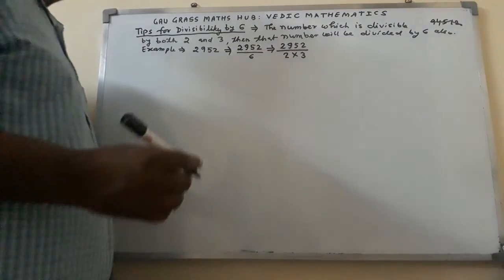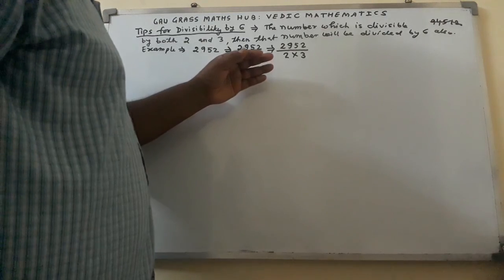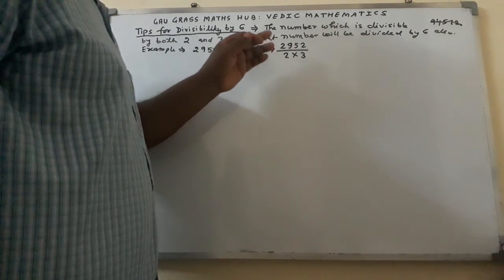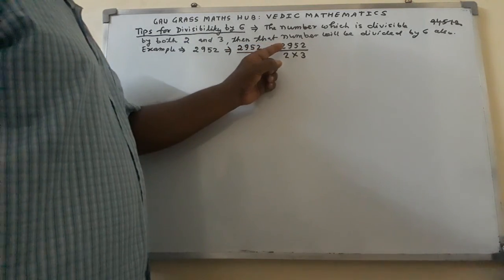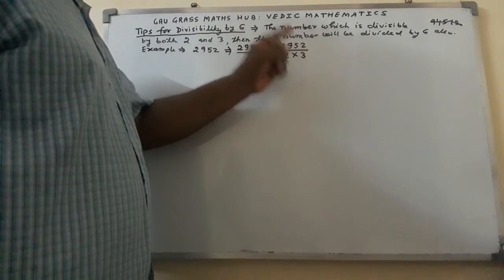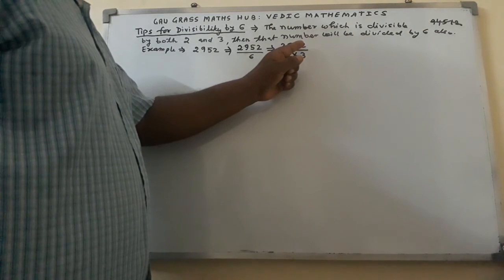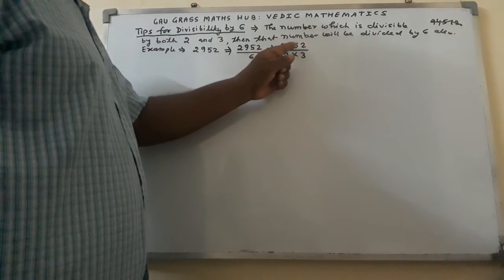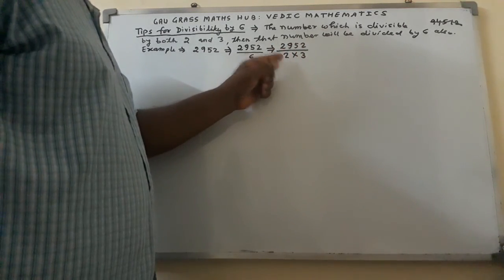So here you can see, we might have been aware of the divisibility rule by 2. In this number 2952 the unit place digit is 2. That's why 2952 will be fully divided by 2.